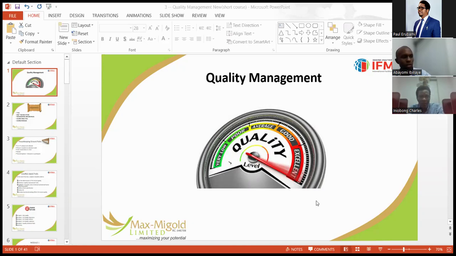maintenance strategy. We also looked at maintenance planning and records. Today we want to look at quality and quality.